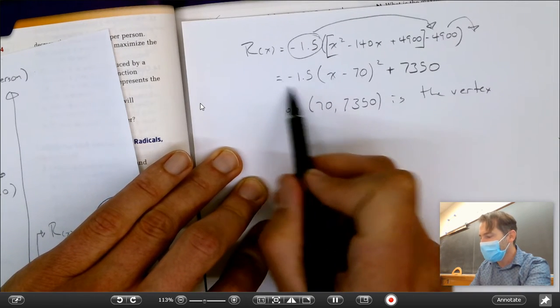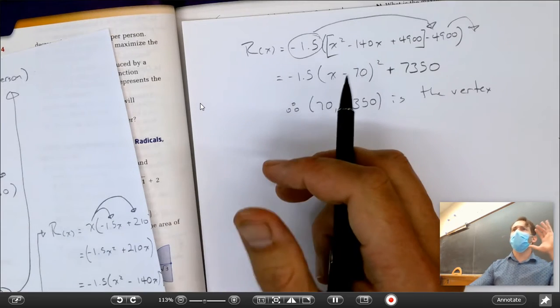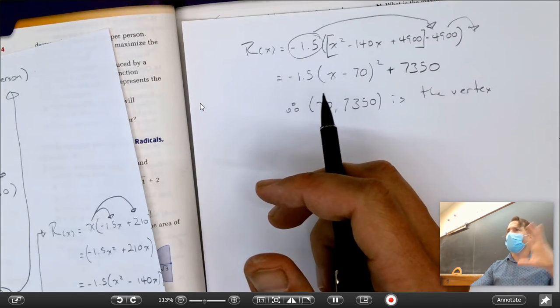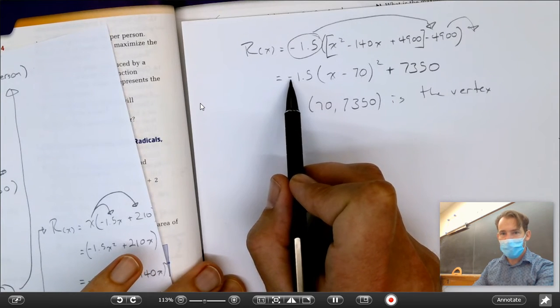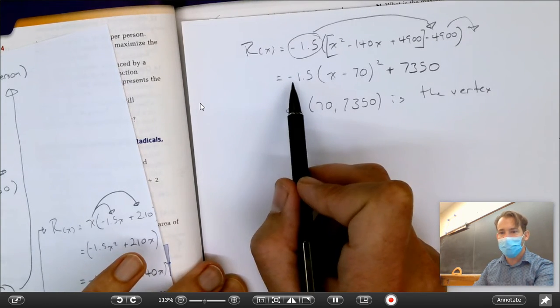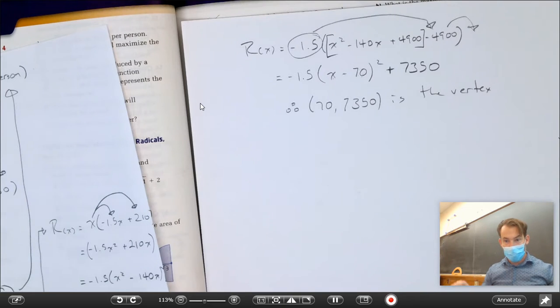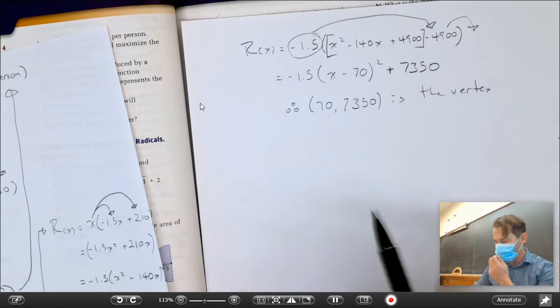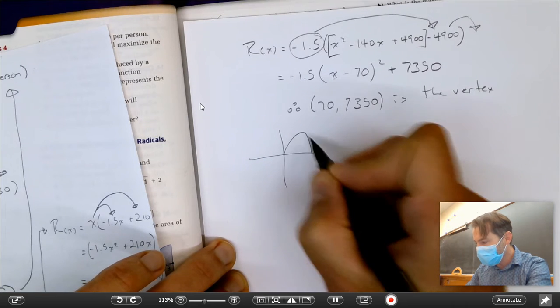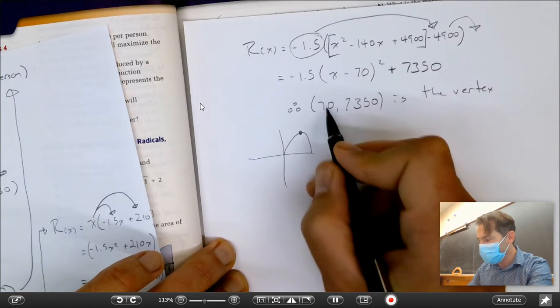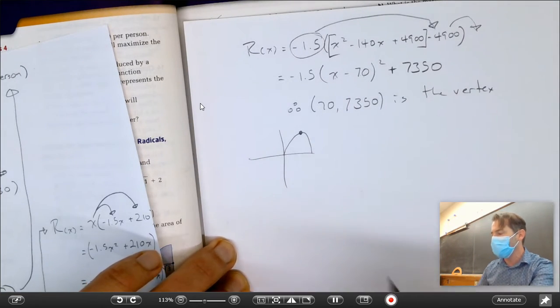Because a is a negative number, and some of you wanted to know, when does a parabola have a maximum? When does it have a minimum? It's just the value of this a. So here I have a parabola with a negative a. I know that that's an umbrella shielding you from rain. It's not a bowl collecting rain. A bowl collecting rain will have a positive a. This has a negative a, so a sketch of it looks like this. And this is the vertex. That's the point 70, 7,350.